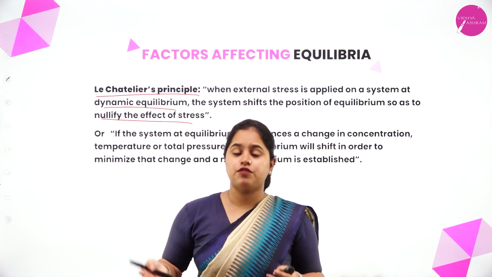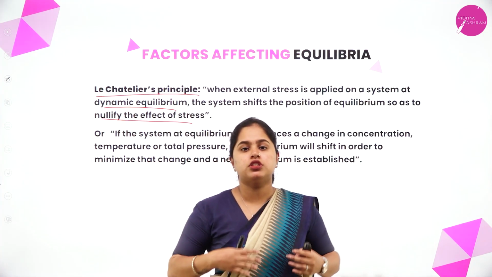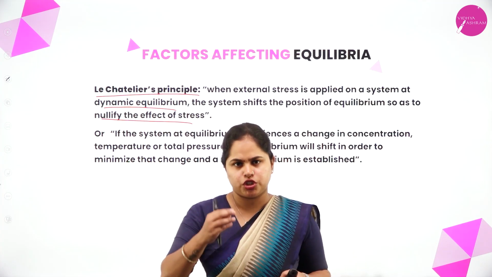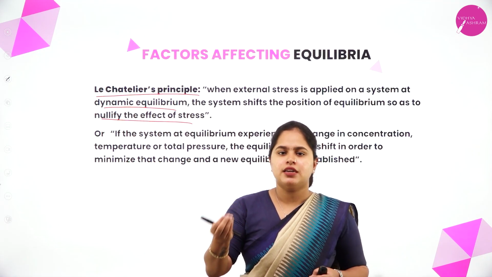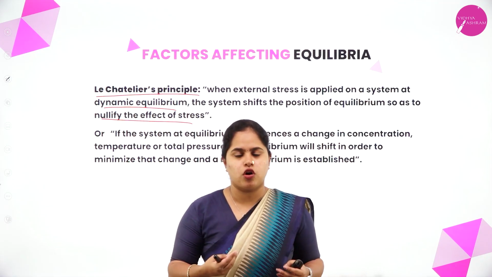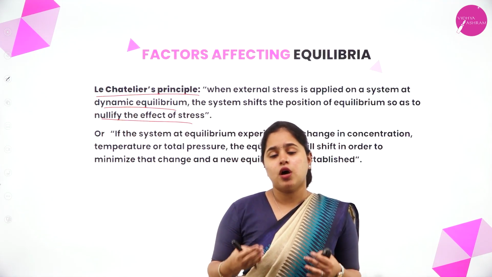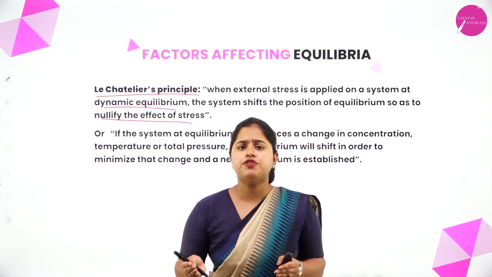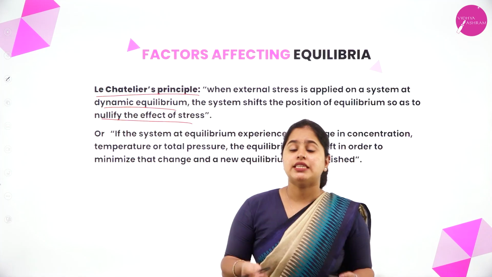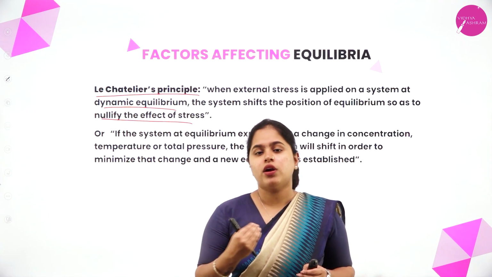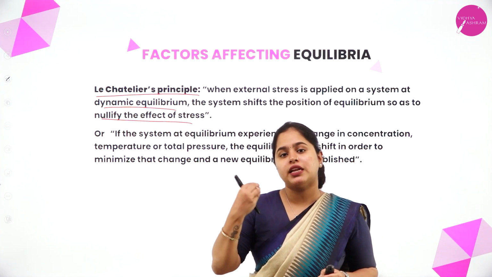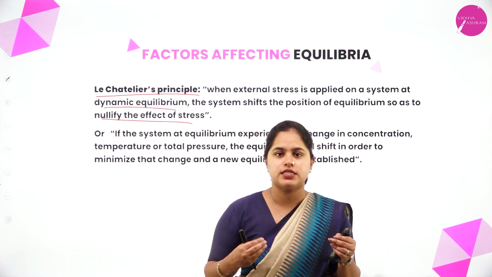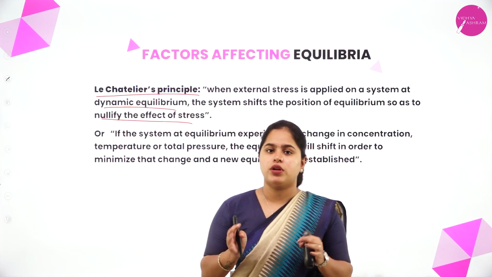Now what happens if the stress is applied? Yes, of course the equilibrium will shift now, right? It will not be attained in the same position because we have changed the conditions, either the temperature or concentration. So now the system itself will shift accordingly so that it nullifies this effect. For example, if we are increasing the concentration of either the reactants or products, the system itself will try to nullify that effect.